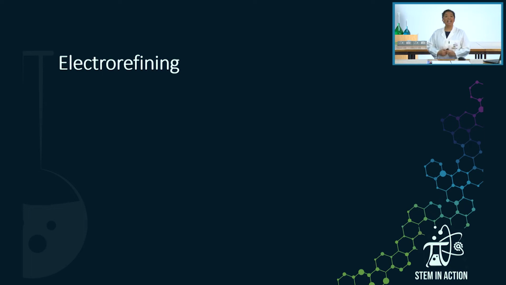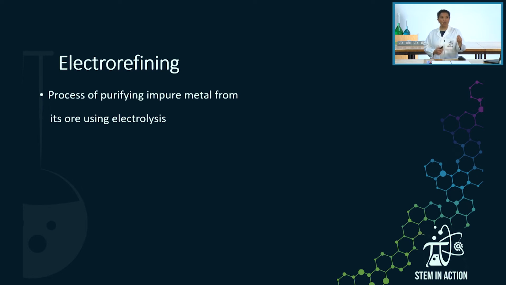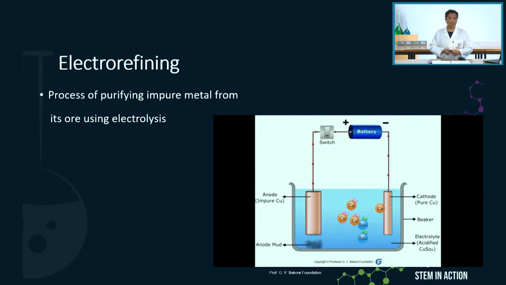So let's consider another application of electrolytic cells in industry. I've mentioned it before, but let's look closer at electrorefining. If you listen to the word, you've got the part electro, so we need electricity, and refining. It means we're going to take something that's impure and refine it to become pure. So we take an impure metal from its ore, using electricity and electrolysis to purify that metal.